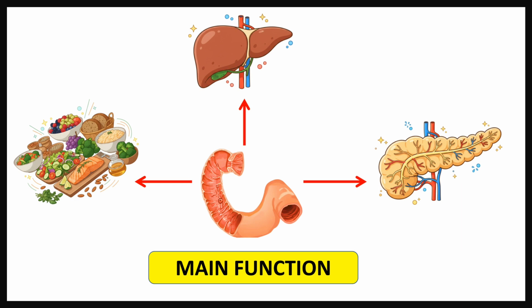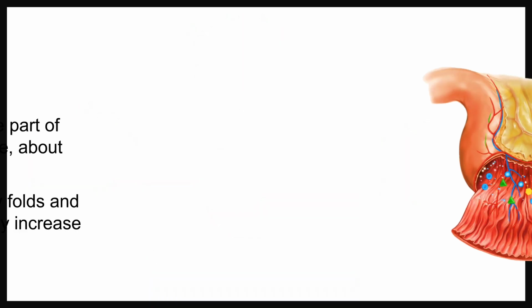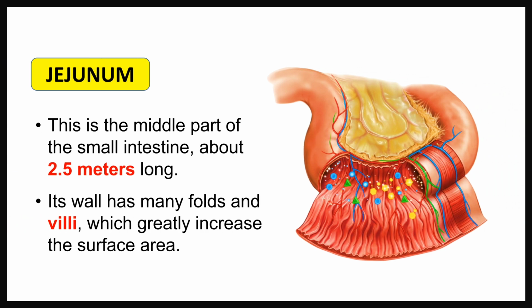Now let's move toward our next part of the small intestine, that is jejunum. This is the middle part of the small intestine, about 2.5 meter long. Its wall has many folds and villi, which greatly increases the surface area.